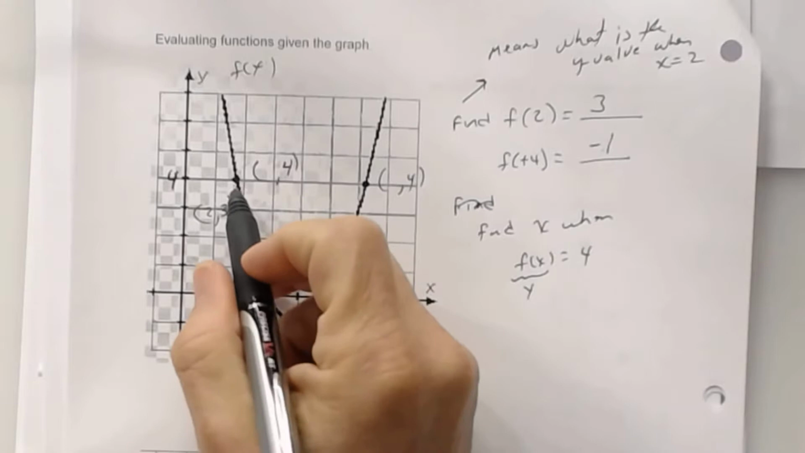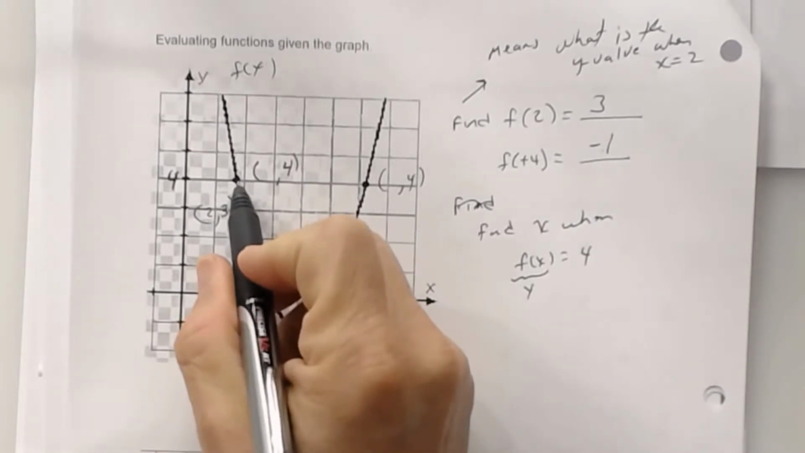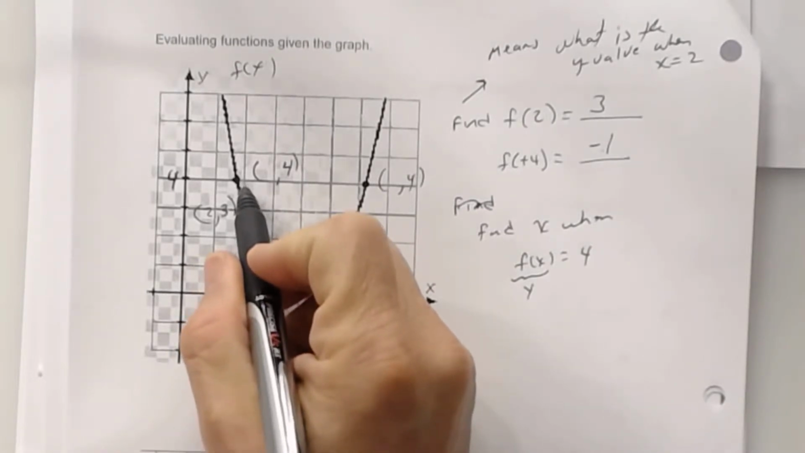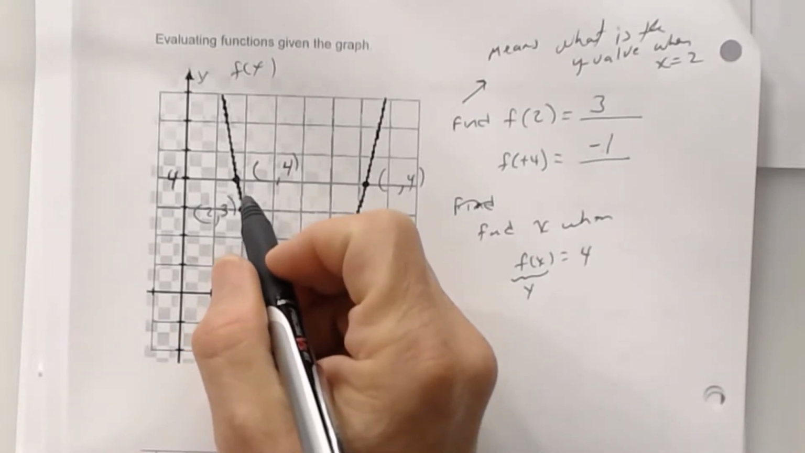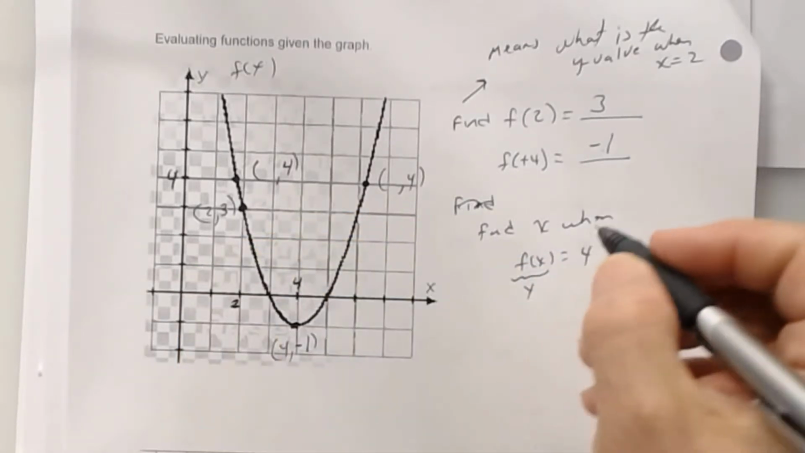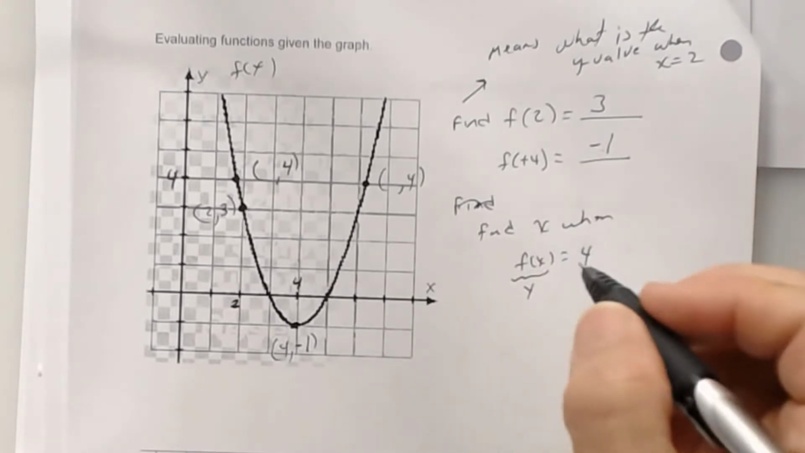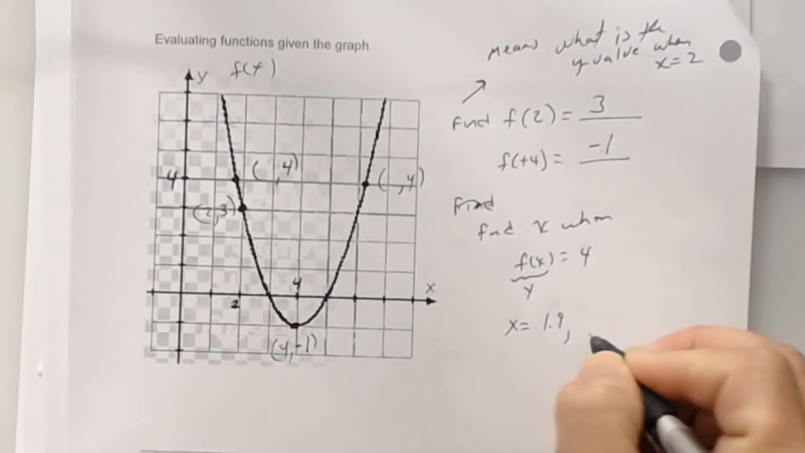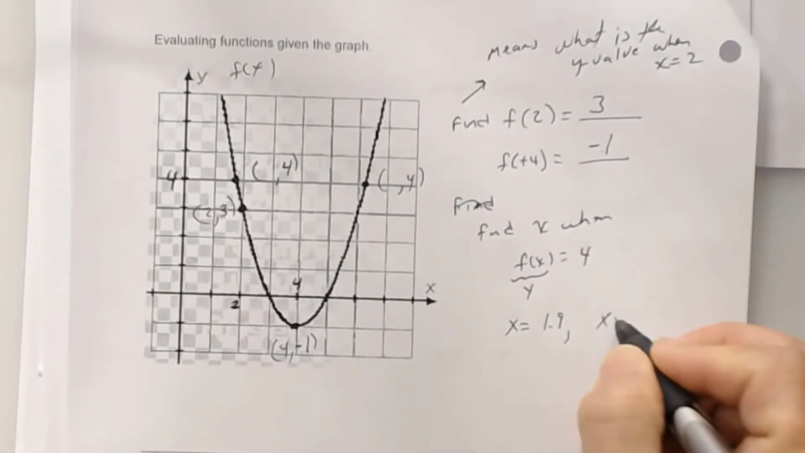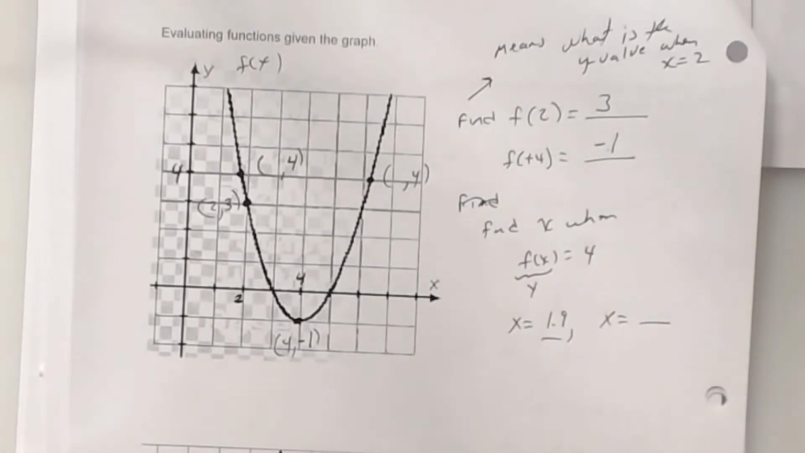So do y'all agree that this x coordinate is close to what whole number? 2. So let's estimate that. You want to say 1 point what? 9? Okay, good. 1.9. You could have said 1.8. Does not matter. So you're going to say x equal 1.9. There's one of them. There are how many of them? 2. All right, so let's look at the other one.